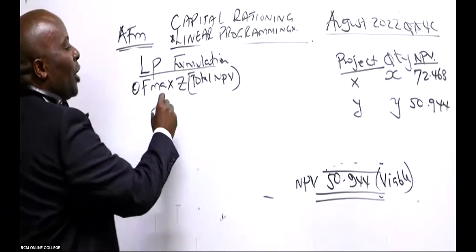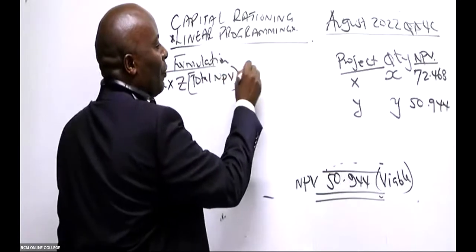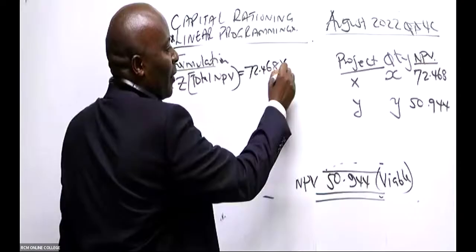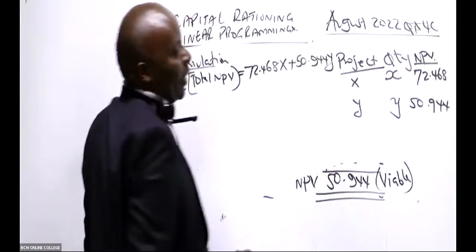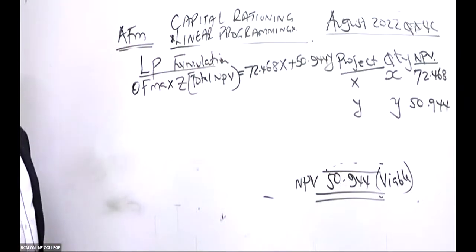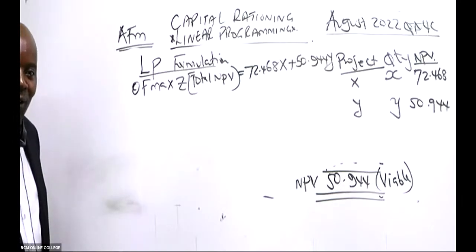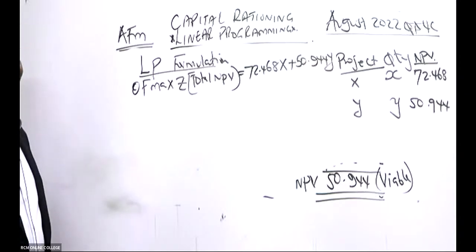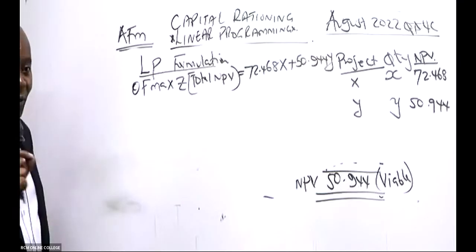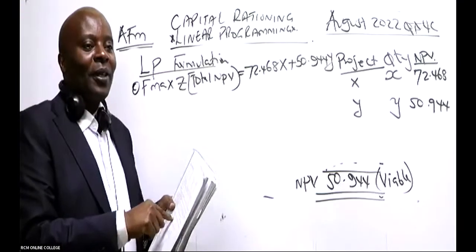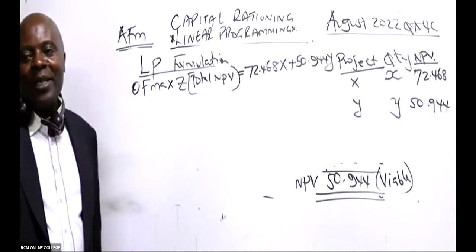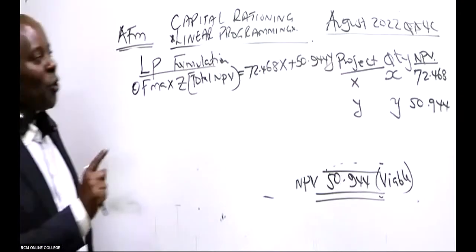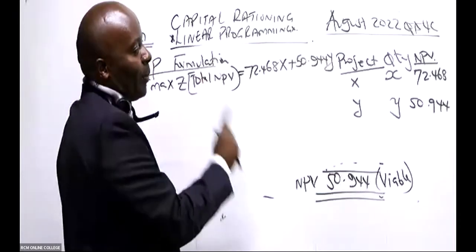Look at this. The objective function is to maximize the total net present value, which will be 72.468X plus what here, somebody? 50.944Y. Because we are implementing the two projects. What we are not sure of is whether we shall implement them wholly or partially, because they have told us the projects are divisible. But we don't know whether we can afford both of them fully because of capital limitations. So the objective function is to maximize the total net present value.